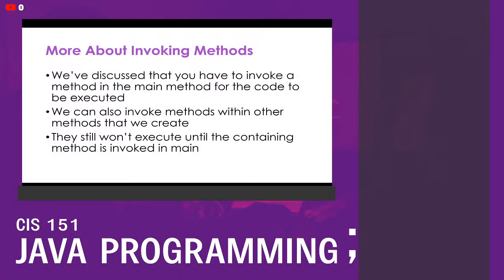So what we just did, we essentially invoked a method in our main method for the code to be executed. We can also invoke methods within other methods that we create. So that's what we just did. We invoked a method in main, and we invoked a method inside of the method that we invoked in main. In order for that second method to run, we still had to invoke the method that contains it inside of the main method.